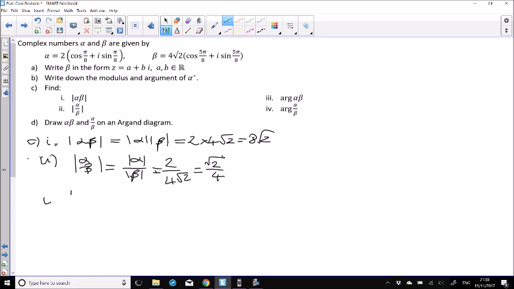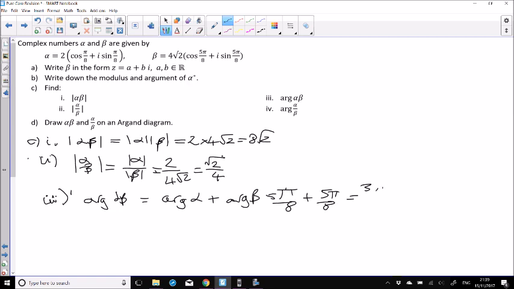So then the third one is going to be arg of alpha beta. Now this key fact is that's the same as the argument of alpha plus the argument of beta, so it's going to be pi over 8 plus 5 pi over 8, which is 6 pi over 8, or 3/4 pi.